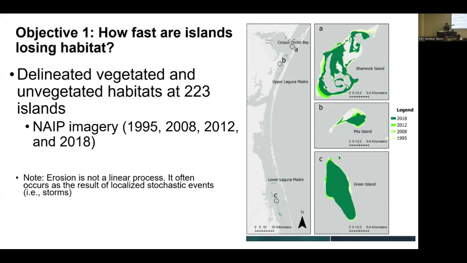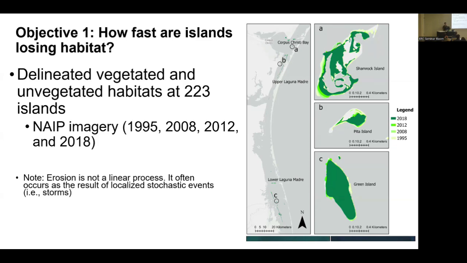You can see on the map on your right that the islands in the left panel are represented in green. They're really hard to see because they represent a really small proportion of the landmass in this region. On the right panels are Shamrock Island in Corpus Christi Bay, Pita Island in the upper Laguna Madre, and Green Island in the lower Laguna Madre. Those are just examples, and you can see the different shades of green. Greens are delineations from each year of NAIP imagery.